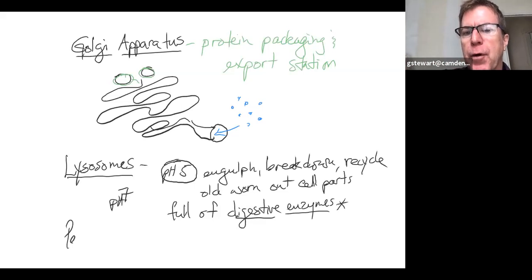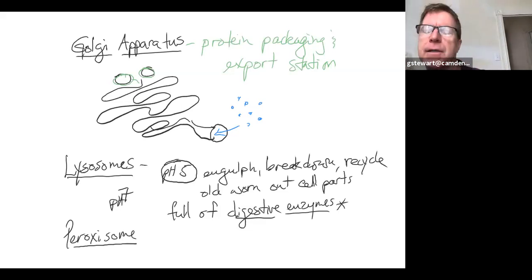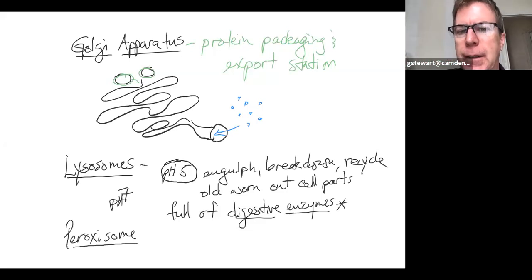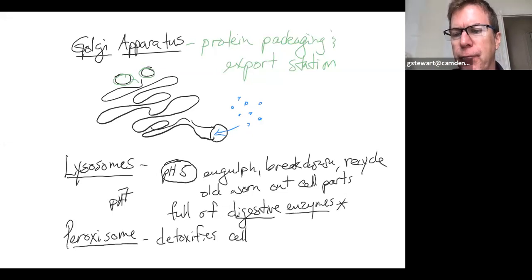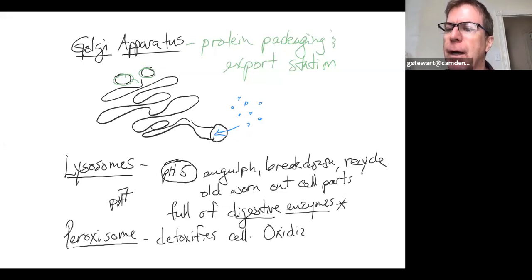Next is a peroxisome. It's similar to a lysosome. The reason it's called a peroxisome is because it actually produces hydrogen peroxide as a byproduct. But here's what it does. It detoxifies the cell. Basically, this peroxisome can neutralize free radicals. It oxidases, so using oxidase, so oxidizes toxins.